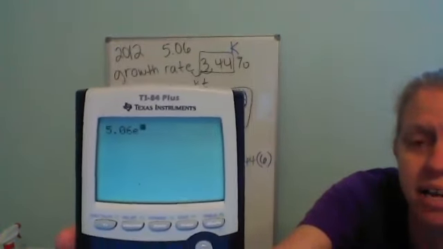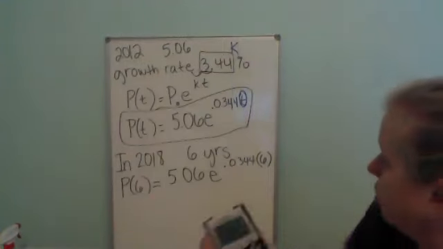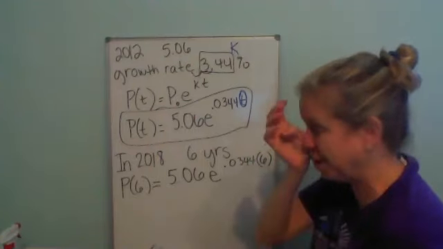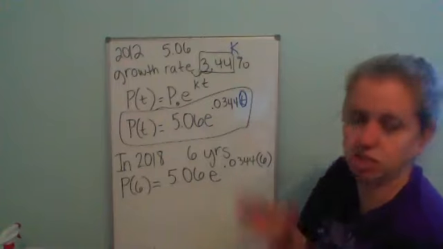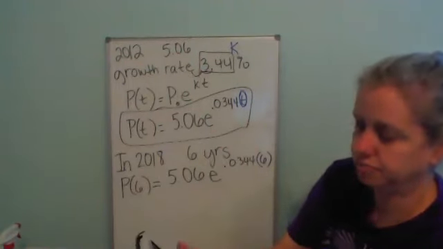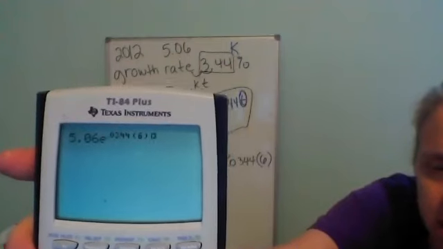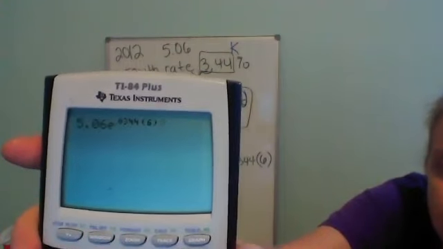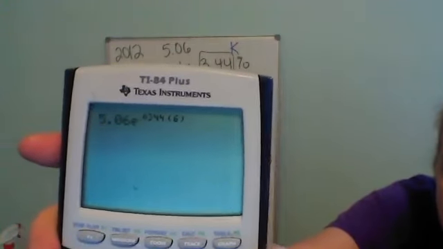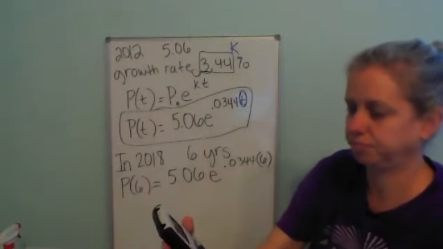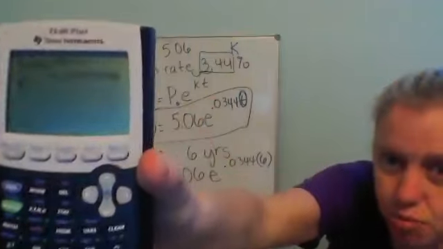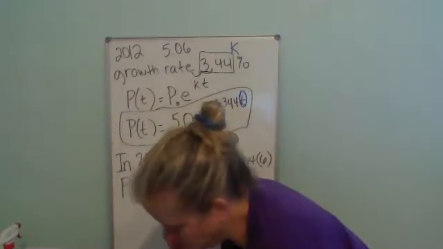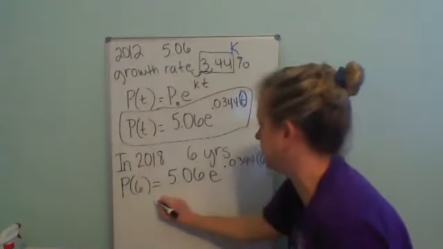Look, it automatically puts the cursor up into the exponent, so it's ready for me to type in this exponent: 0.0344 times 6. You can either put parentheses with a 6 in it, or just put in times 6. So that's 5.06 e to the 0.0344 times 6, and hit enter. Mine tells me 6.219978706, but it tells me to round it to 1 decimal place.